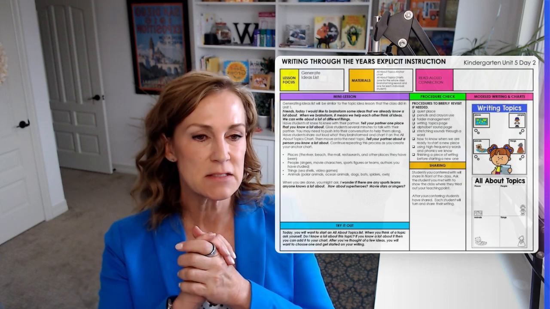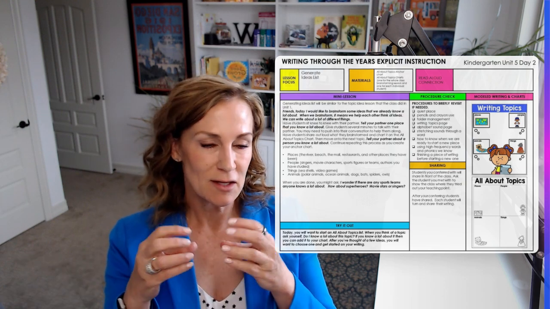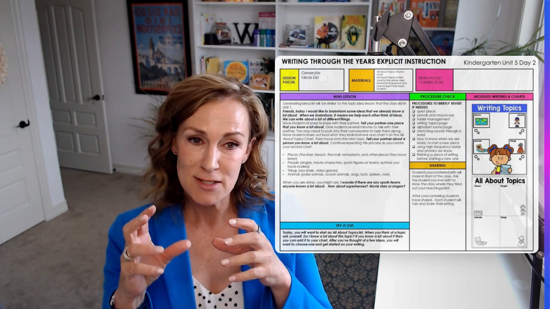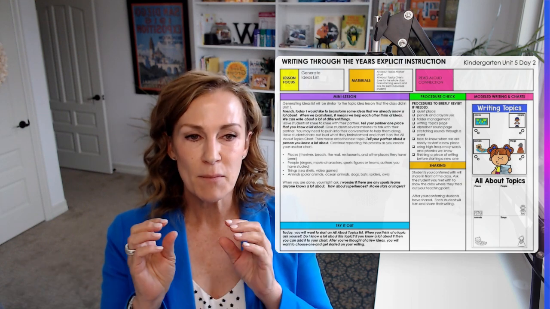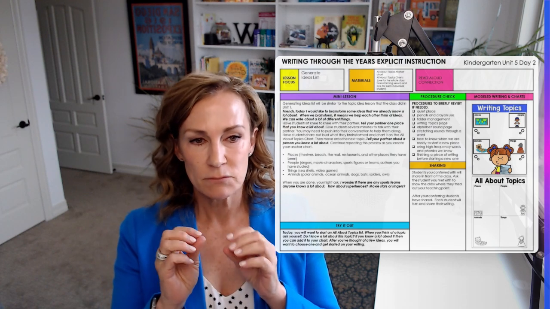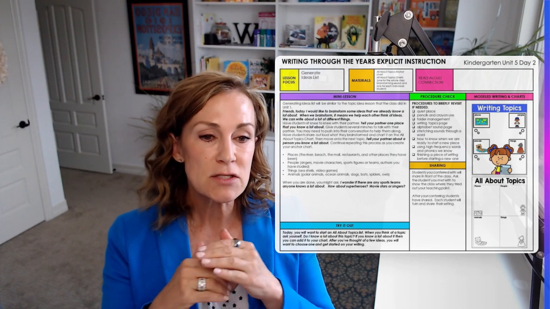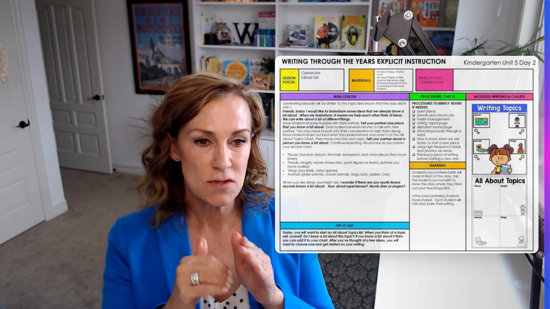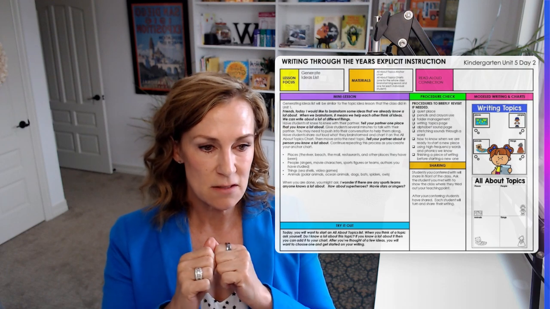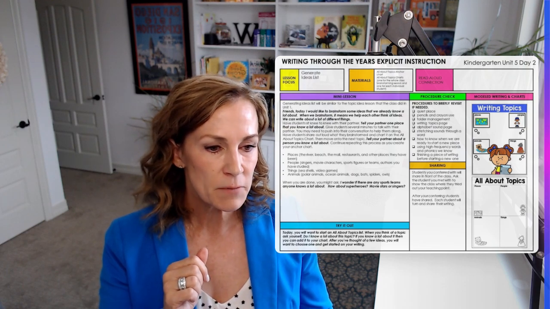So we see places. Boys and girls, turn to your partner and talk about a place you know a lot about. Talk about people you know a lot about. Animals, something like that. So anyhow, brainstorm, and then students can add those to the all about topic sheet that's on there as well.